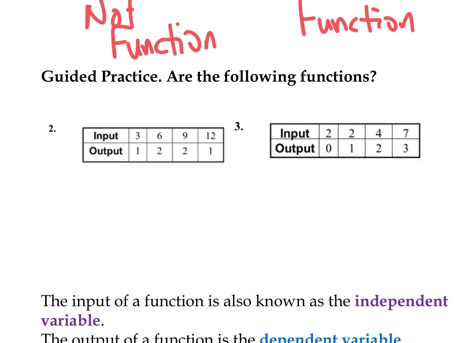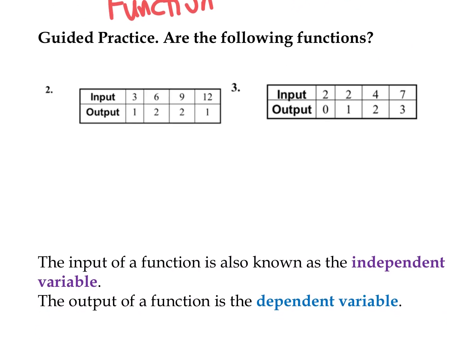Let's have you try that. On these two examples, look through the inputs and outputs and determine if you think those are functions or not. As we look at these now, number 2, does every input have exactly one output? It does. This is a function. We see here that we have an output of 2 and 2. That's fine. Two different inputs can go to the same output, but I know when I plug in a 6, I'm only going to get out a 2. When I plug in a 9, I know I'm only going to get out 2. Every input goes to exactly one output.